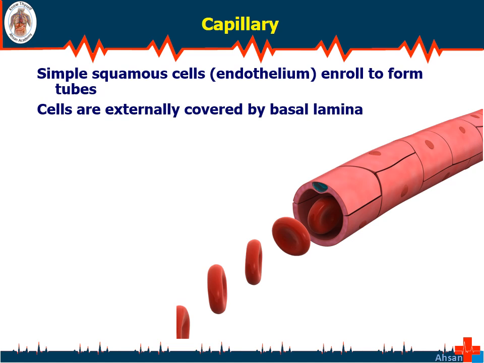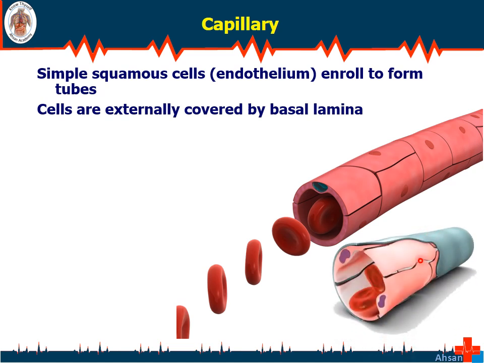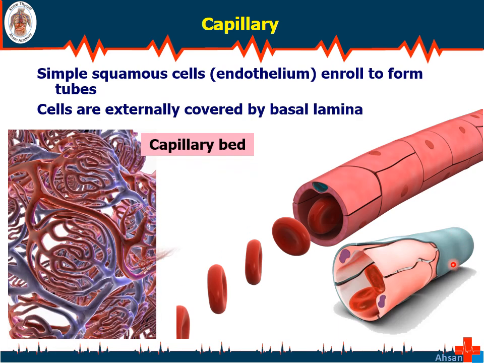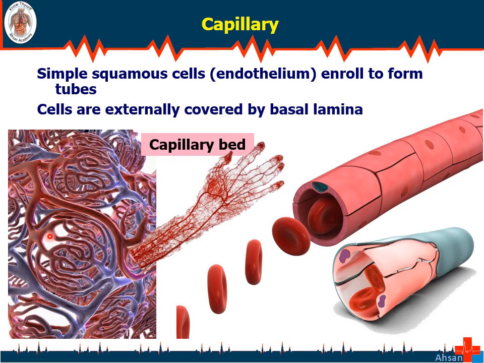So these cells are externally covered by a thin non-cellular layer. This layer is called the basal lamina. You see, these are the endothelial cells, pink in color, and this is the nucleus, violet in color, and this blue color is indicating the position of the basal lamina.